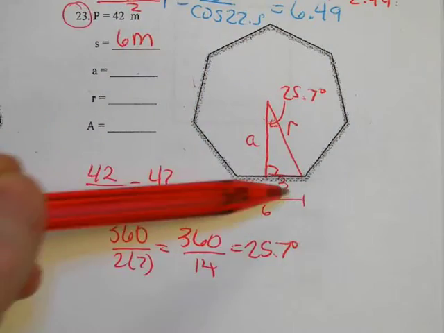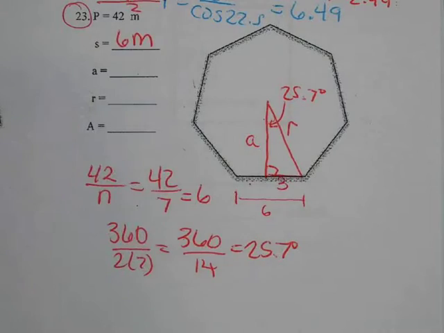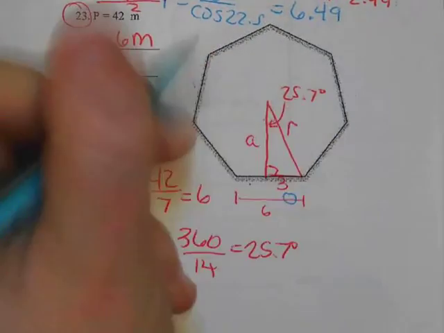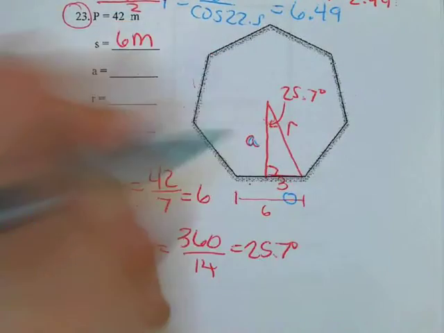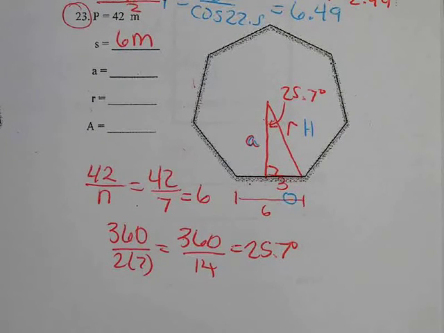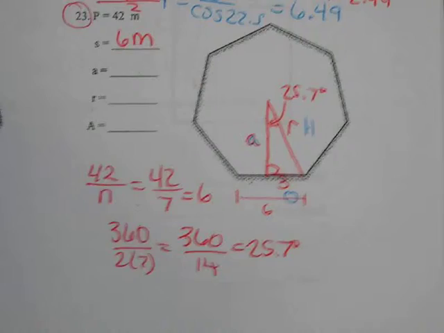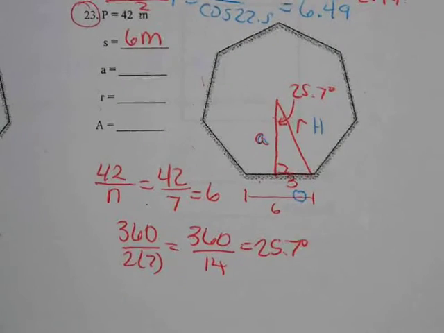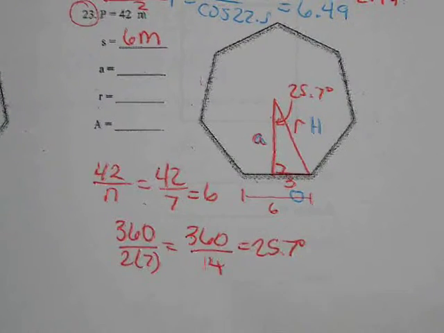So now I'm going to have to go backwards and find the apothem and the radius using trig. So I have an opposite side of 3, my adjacent side is A, and my hypotenuse is R. So we'll do that same thing to get your A and your R for the rest of the problem. All right, let's go down to the next questions.